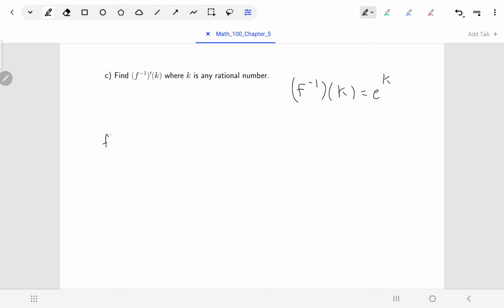So, using my previous theorem, if I want the inverse function's derivative at k, that would be 1 over the original function's derivative at f inverse of k, which is e to the k. The derivative of f, that's the derivative of natural log of x, is 1 over x. So I get 1 over 1 over e to the k, which is e to the k.